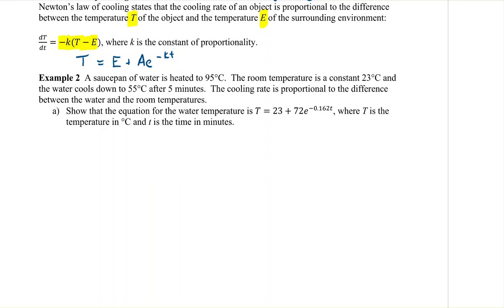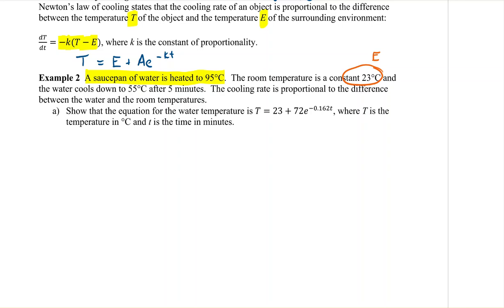Okay, so our question is, a saucepan of water is heated to 95 degrees Celsius. The room temperature is a constant 23 degrees Celsius. That is important right there, because that's our environment temperature, that's our E. The water cools down to 55 degrees after 5 minutes. So already I've been given 2 pieces of information here. Might highlight them in different colours for you. First of all, it says the saucepan of water is heated to 95 degrees. That's information piece number 1, because that's time equals 0, the temperature is equal to 95.